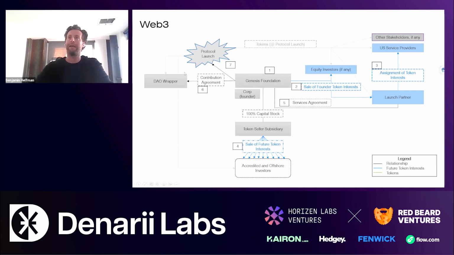And then the entity on the left, this DAO wrapper, we've been using Cayman foundations historically. We're starting to also see some interest in using Marshall Islands DAO LLCs. We've used Swiss associations, but we've run into various issues there. There are a lot of different structures that we can use for the DAO wrapper. That is the entity that eventually, post-token launch, will serve as the long-term governance foundation for the DAO and for the ecosystem.